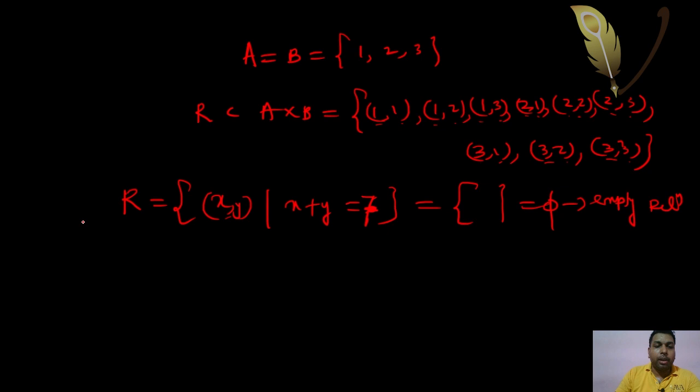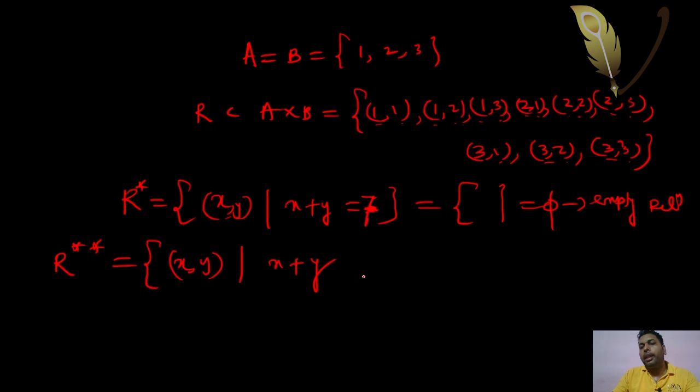Now we'll take another relation. Suppose this is R star and this is R double star, or you can write R1 and R2 as well. R double star equals the ordered pairs (x, y) such that x plus y is greater than or equal to 2. So it contains all elements: 1 plus 1 is 2, 1 plus 2 is 3, 1 plus 3 is 4, 2 plus 1 is 3, 4, 5, 4, 5, 6. So it contains all elements.